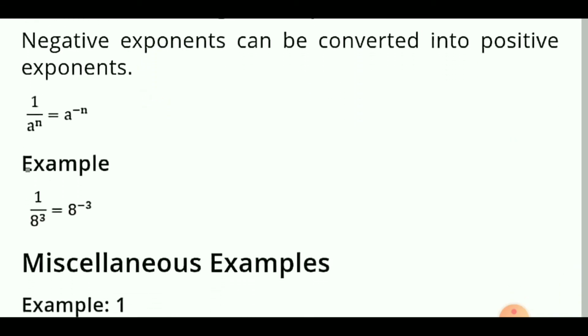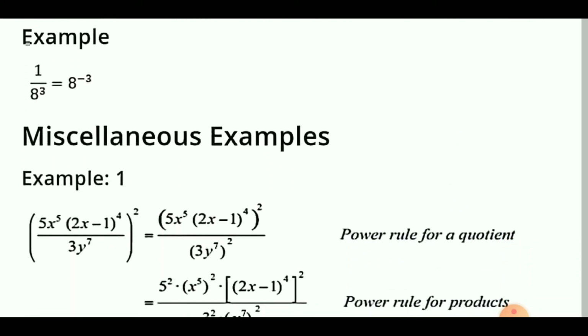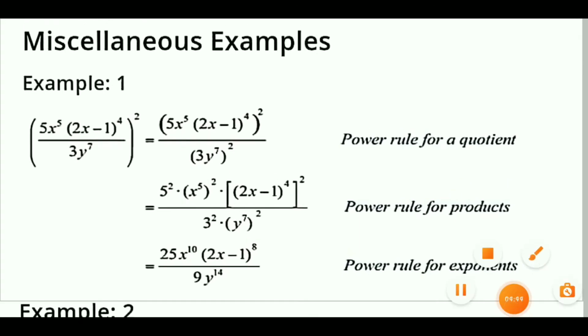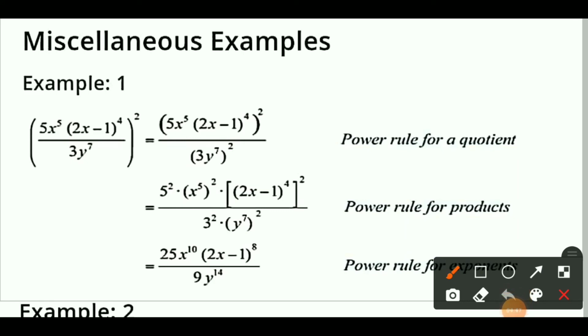Some miscellaneous example. Look at this example. Here we have 5x raised to power 5, 2x minus 1 raised to power 4 upon 3y raised to power 1. So what does it mean? 5x raised to power 5, 2x minus 1. Here we have power and whole power. So first, here we used a raised to power m, and in this we are going to multiply the powers.